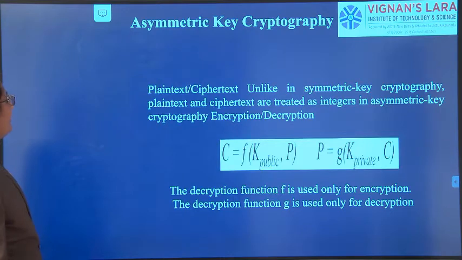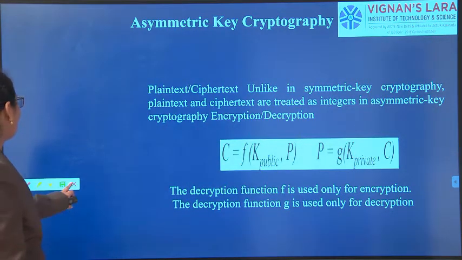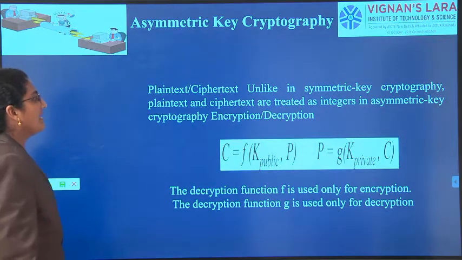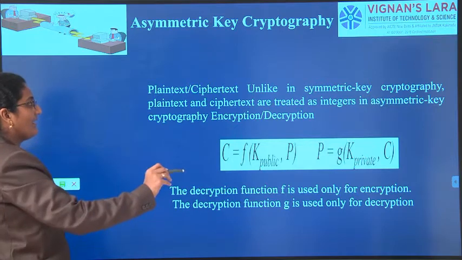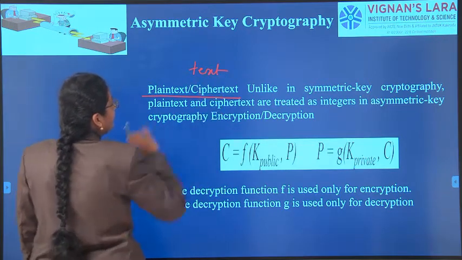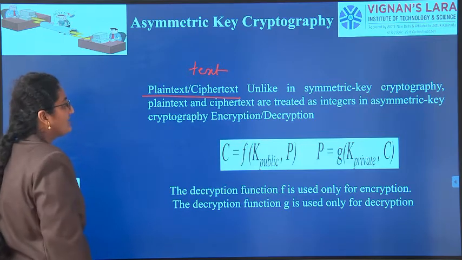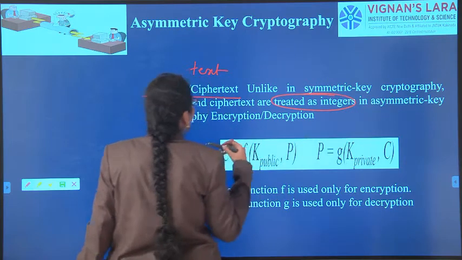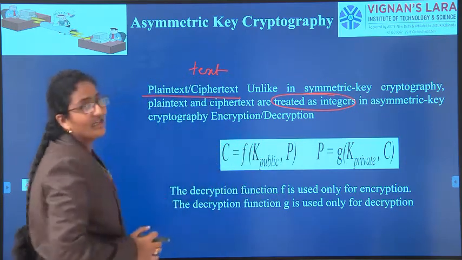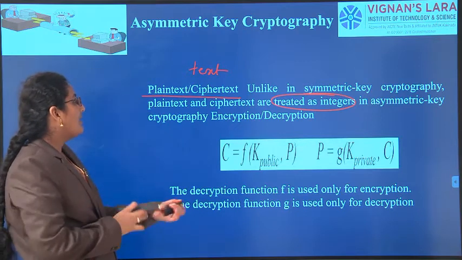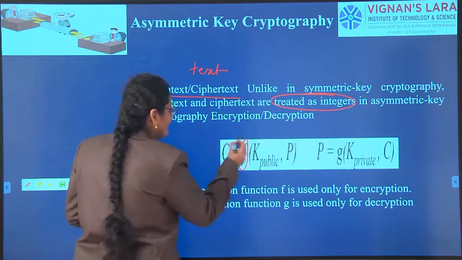So the next one, see how we can represent plain text and ciphertext in asymmetric encryption. In symmetric encryption, plain text and ciphertext are just text only. But in asymmetric encryption, plain text and ciphertext are treated as integers. You have to remember this point. So see here, F is a function.